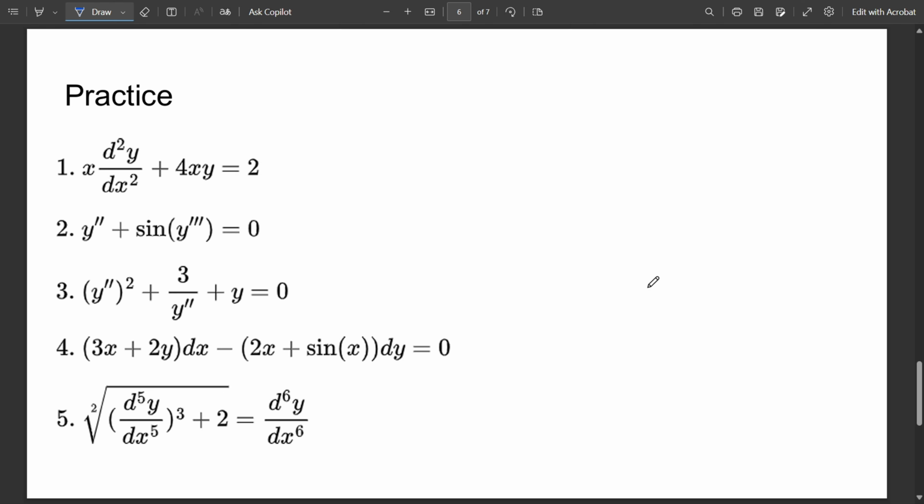So let's go on to the practice. Question 1: x times the second derivative plus 4 times x times y equals 2. In this case, what is the order? The order is just the highest order, which is d squared y by dx squared. So the order is 2. And the degree? The degree is determined by the highest order derivative. The highest order is 2, so the degree is the power of that derivative, which is 1.